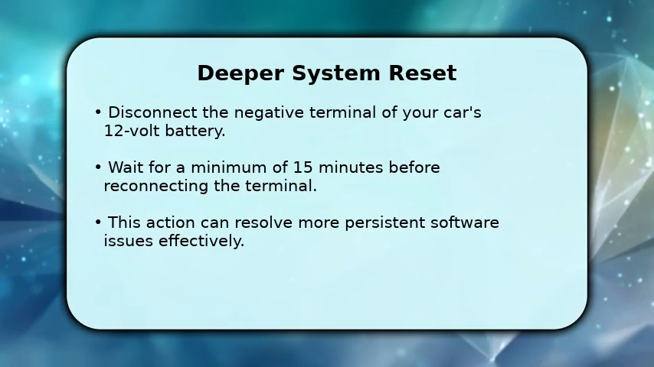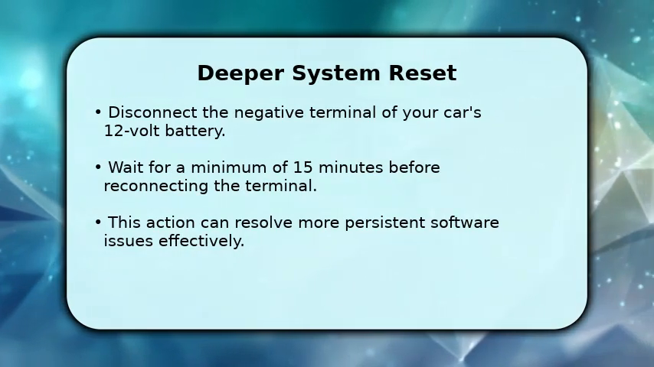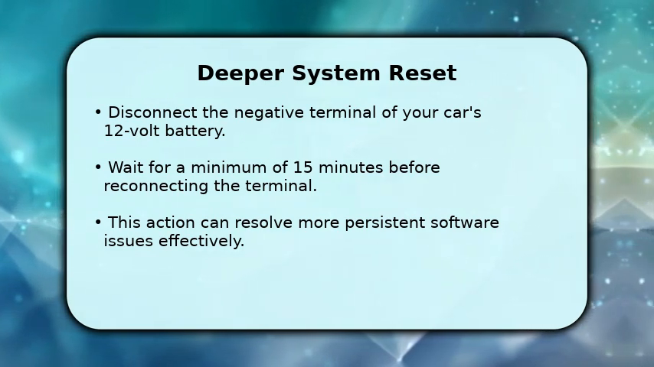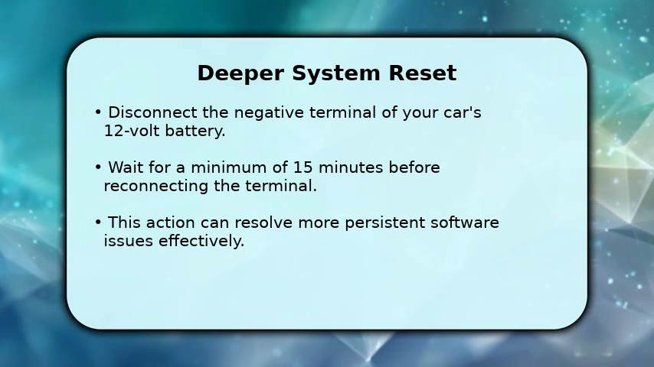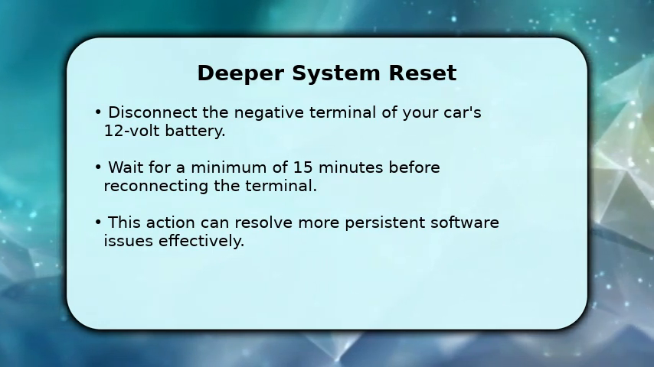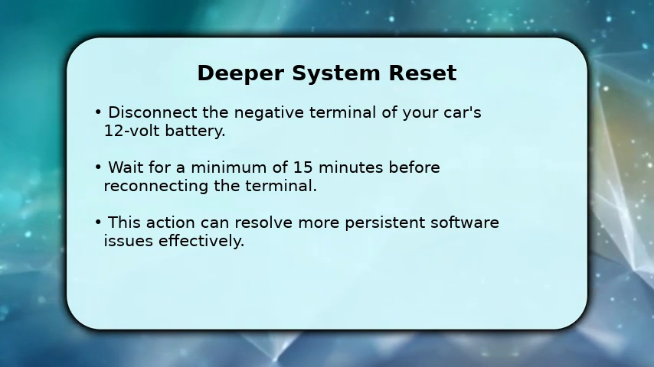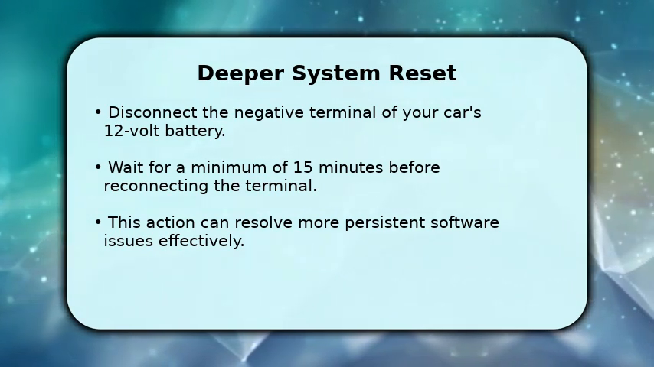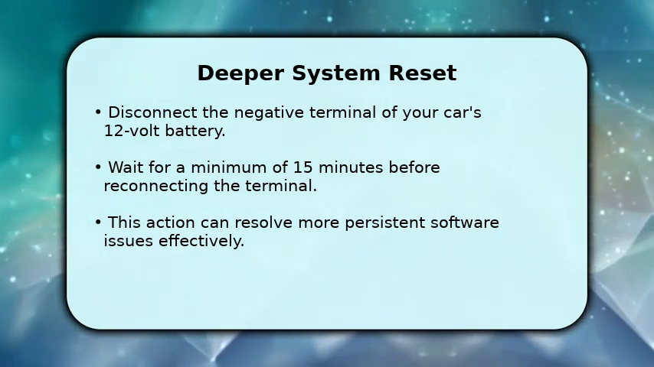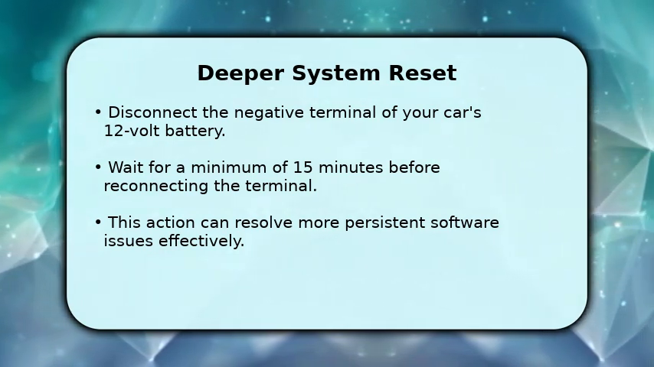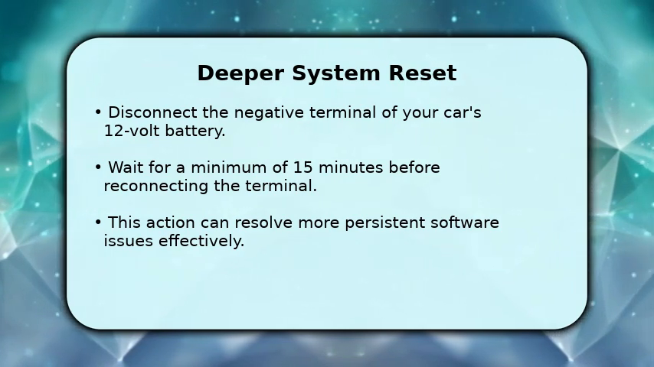If a soft reset doesn't fix the problem, a more thorough approach involves disconnecting the car battery. Pop your hood and locate the 12-volt battery. Carefully disconnect the negative terminal, usually marked with a minus sign. Leave it disconnected for at least 15 minutes. This completely drains the system's residual power, often clearing deeper software errors. Reconnect it securely, and your screen should hopefully be working perfectly.